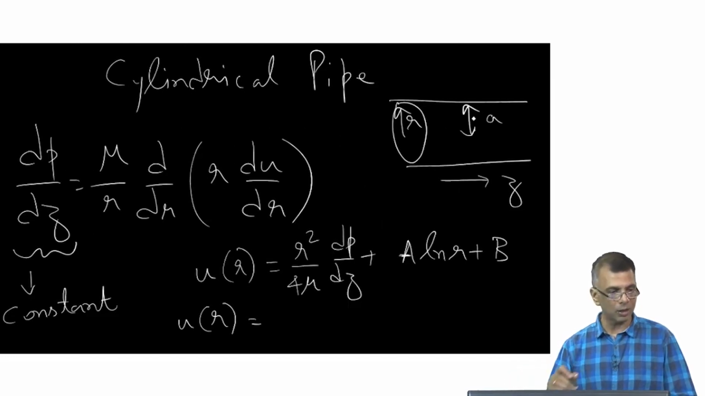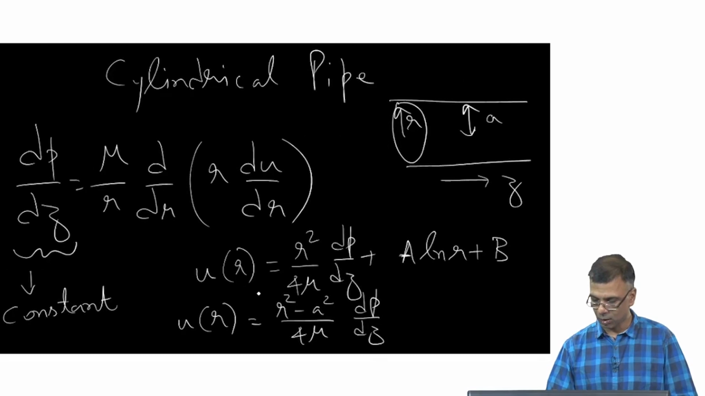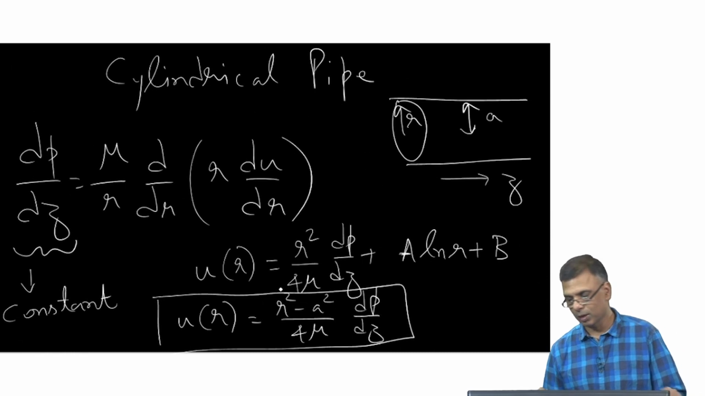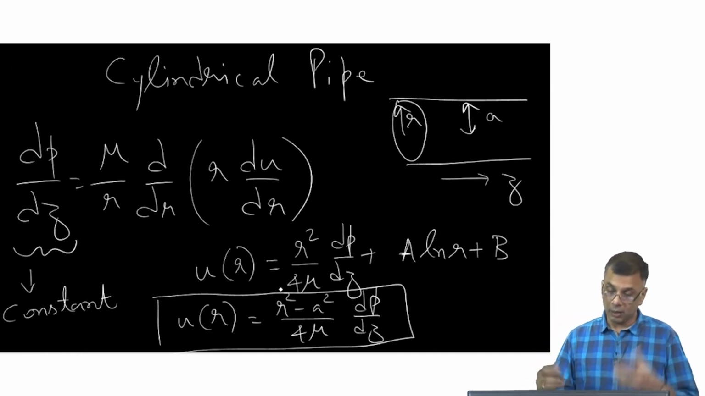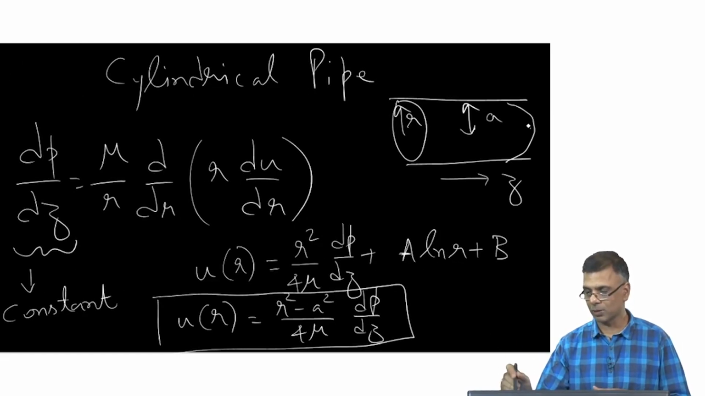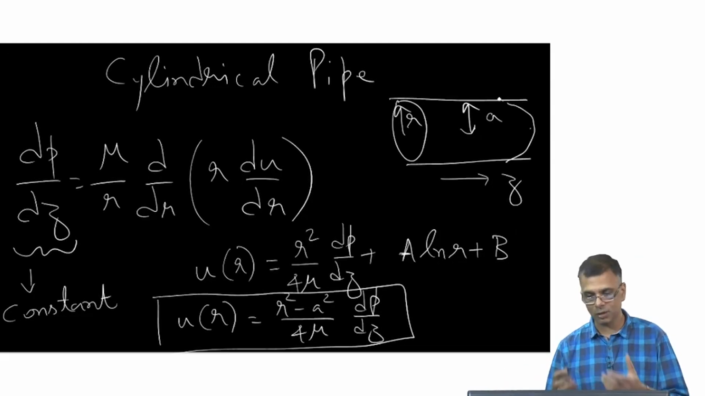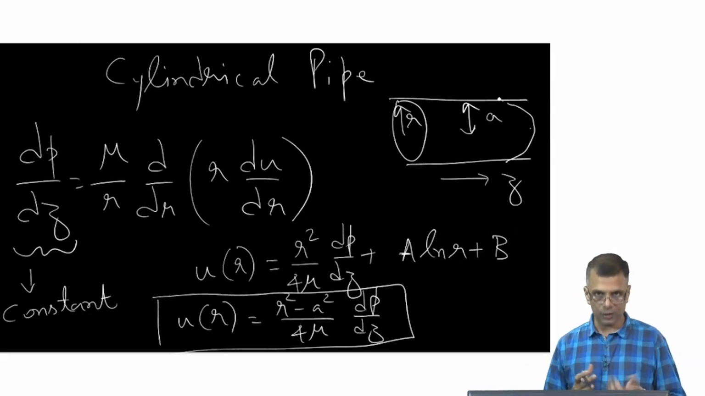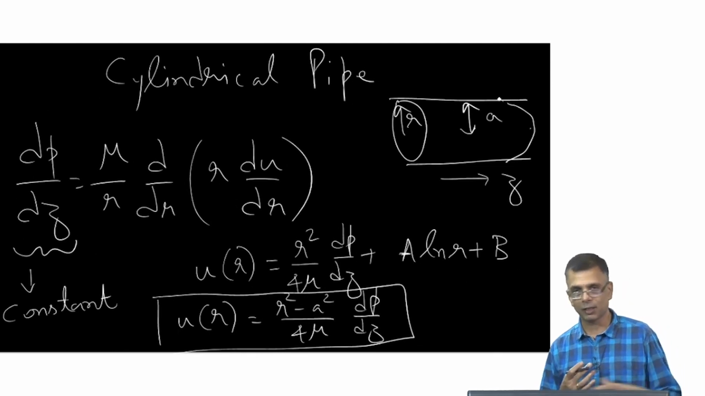So it turns out that the particular solution is a squared over 4 mu dp. This is the solution we are after, mind the 2 here. The profile of this also looks like this, with a maximum at the center and 0 at the ends. So this is a solution for flow of a viscous fluid inside a cylindrical pipe.